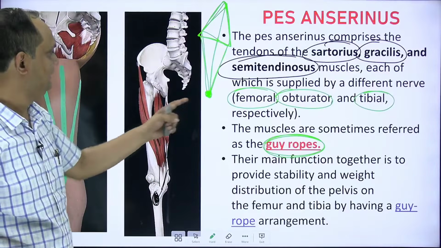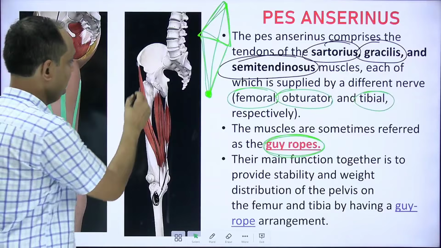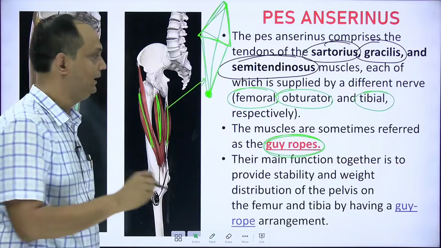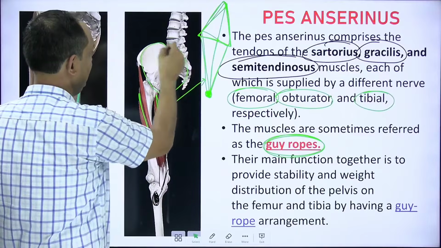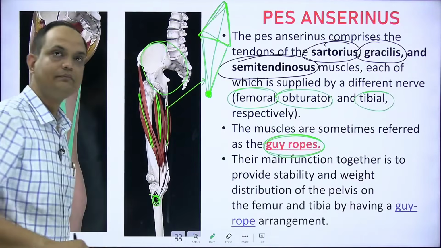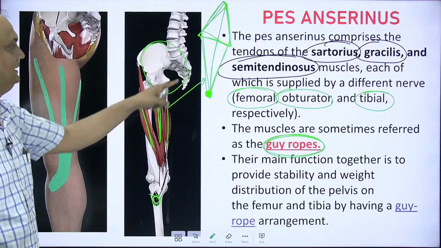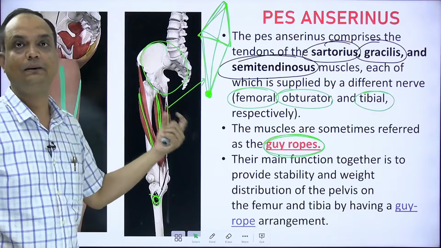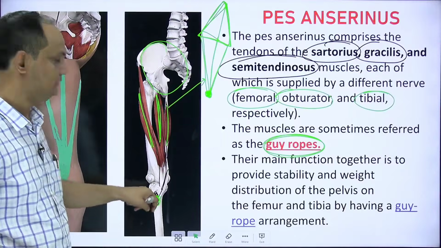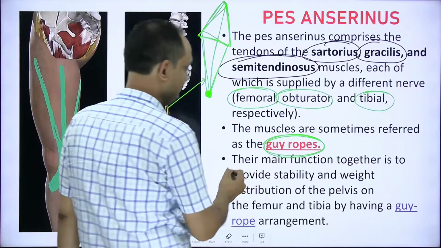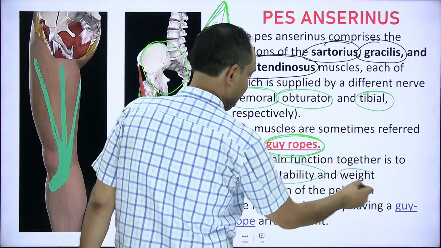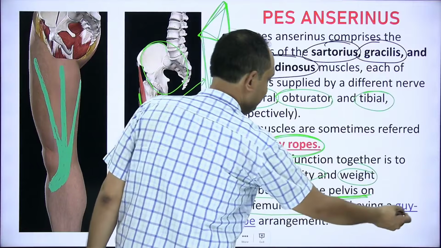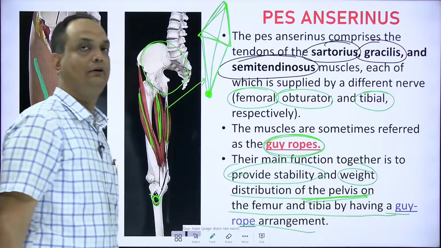Now, here the same thing is happening: these three different muscles, which are acting like ropes, are holding or balancing the pelvis on the tibia. That is why it is considered a gyrope. So, the main function of these three different compartment muscles attaching at one point is that they provide stability and weight distribution of the pelvis on the femur and tibia by having this gyrope arrangement.